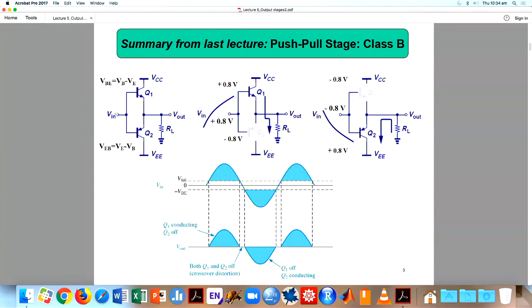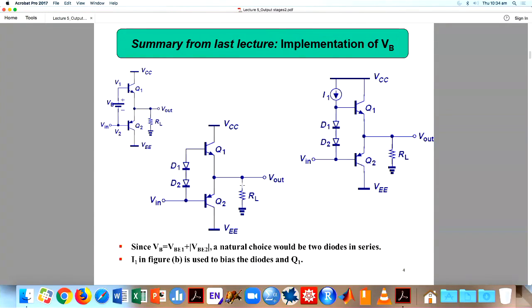Why? Because you are connecting your signal without any bias to the input of Q1 and Q2, so you don't get any signal below VB. So that is the reason you are getting a dead zone. Then you came up with the idea, if you provide a bias to both the transistors, you don't have that issue. In order to provide a bias, we connect two diodes, one diode for Q1, another diode for Q2. When you connect a diode, the forward drop is 0.7 volt. So that will solve the problem, 0.7 to 0.8 volt.